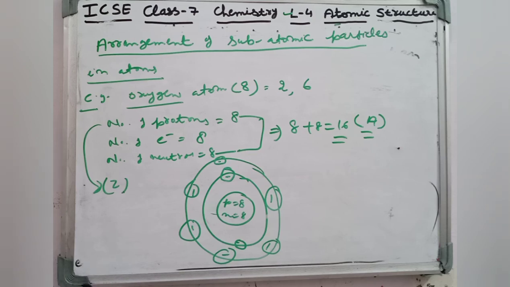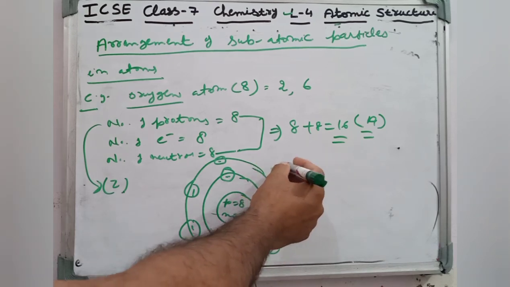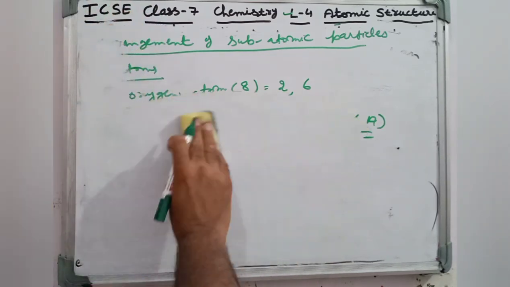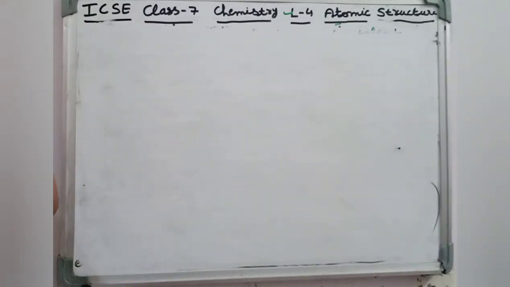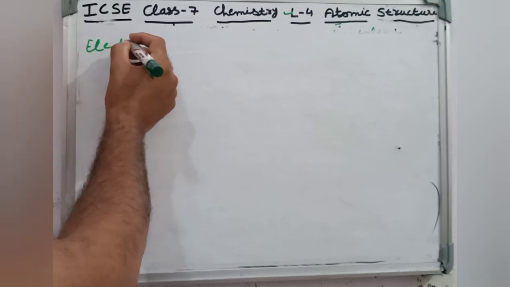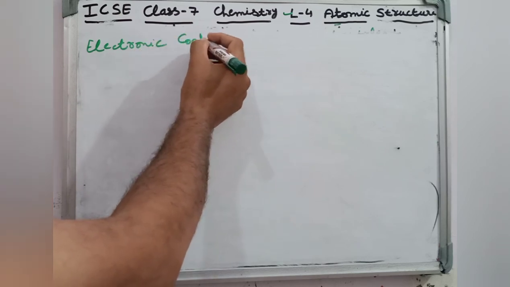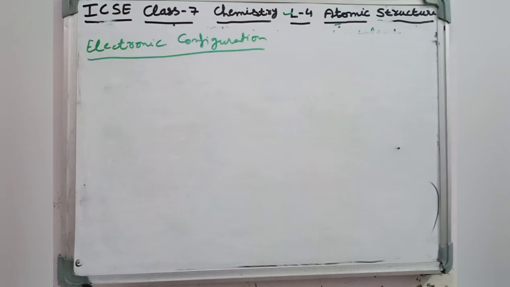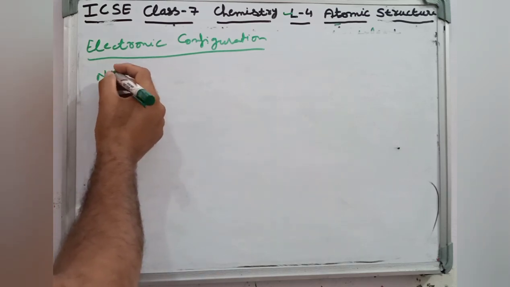Right? So now, how is this arrangement made, on the basis of which, how has this electronic configuration been arrived at? This model of electronic configuration, the arrangement of particles in an atom, was given by Niels Bohr.